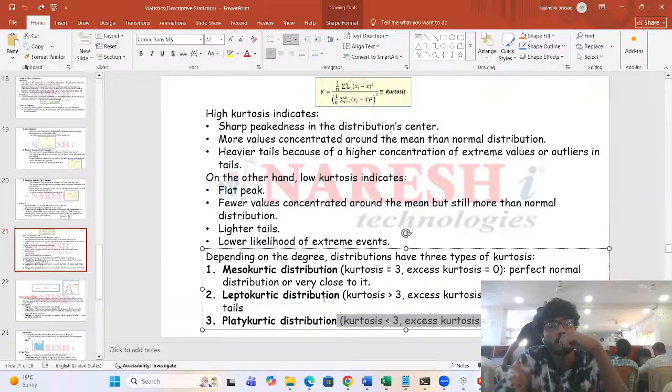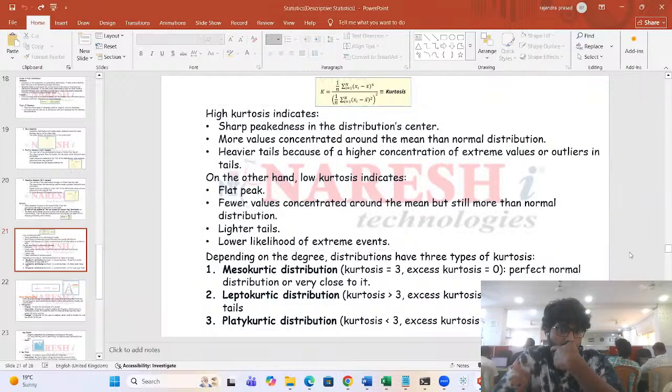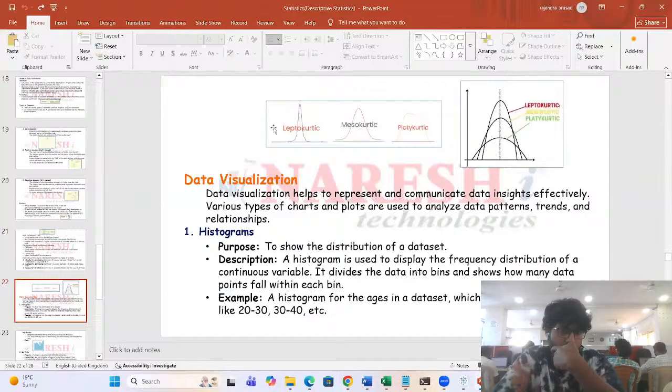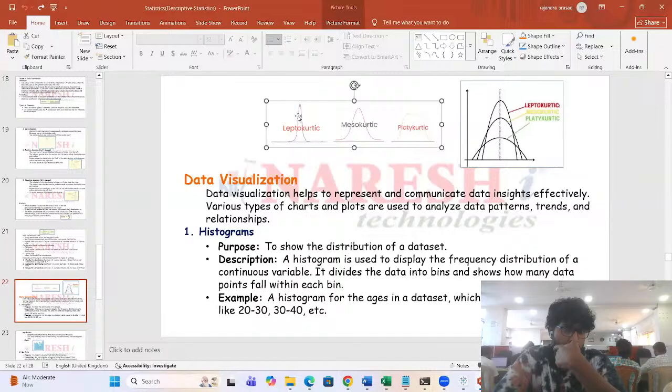Okay, so leptokurtic, platykurtic. What is meso? If kurtosis equals 3 or equals 0, then you say the data is having a mesokurtic. Why I gave you the LAMP means you see this particular thing, you will understand. Leptokurtic means the kurtosis value is greater than 3, high peakedness, like this.